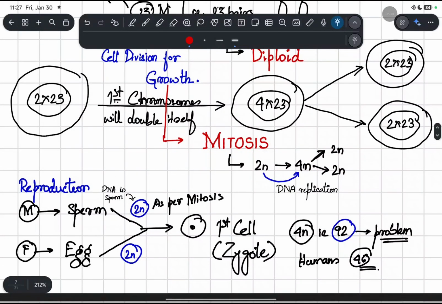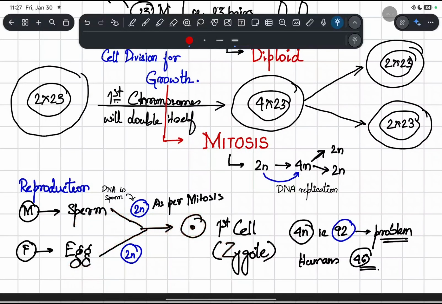Let's see what happens during reproduction if we use the same method. If the same mitosis is used, what happens? Here we have the sperm cell and the egg cell, both getting fused to form the first cell, that is the zygote, right?